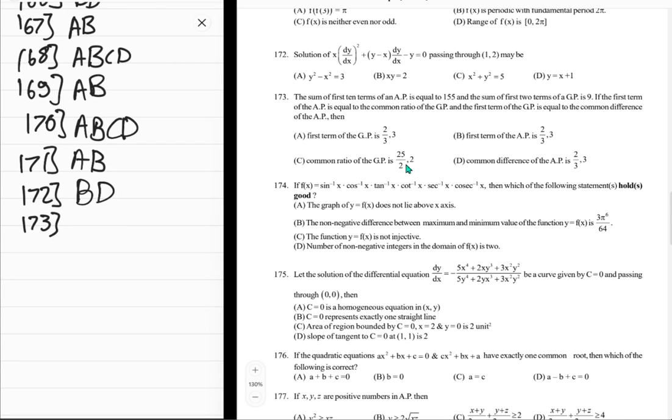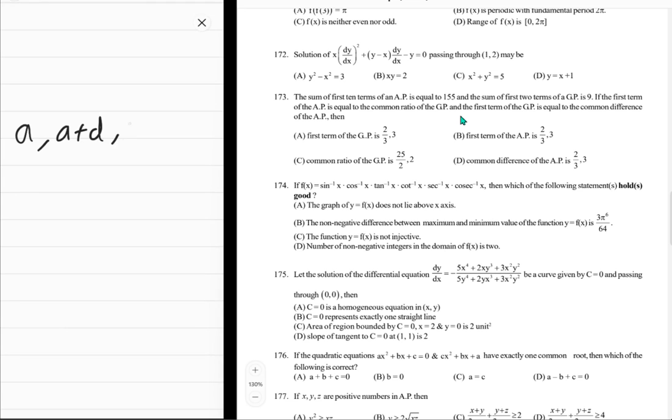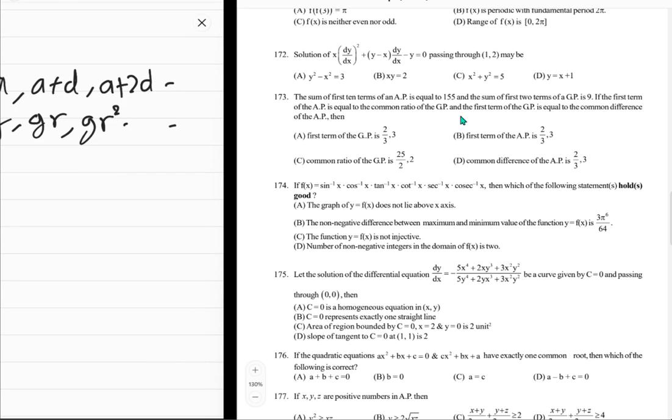The sum of the first 10 terms of an AP is equal to 155 and the sum of the first 2 terms of a GP is 9. If the first term of the GP is equal to the common ratio, and the first term of the AP is equal to the common difference of the GP. Okay, AP और GP generate करके देखते हैं. So first term of AP से वो A है, means like A plus D, A plus 2D whatever. और GP के लिए let's say पहला जो term है वो G है, and then it's GR square whatever.